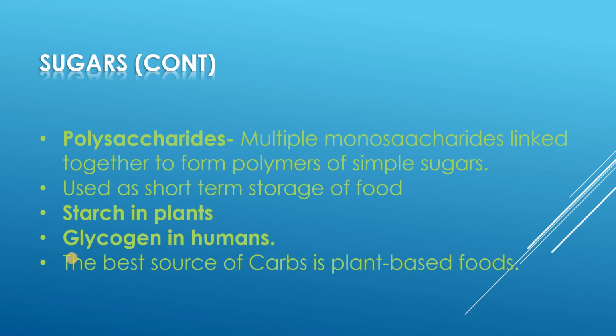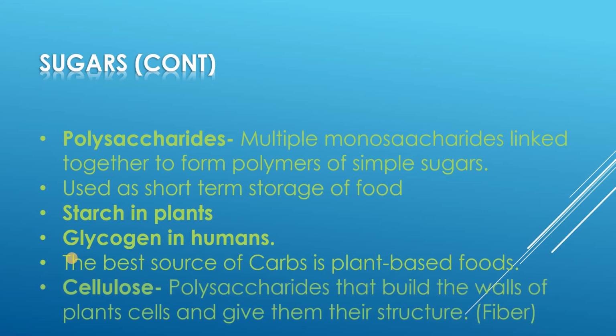The best source of carbs is plant-based food. It mentions in your book the best source of carbs, your diet. This is the right side of 182. Starches are found in plant-based foods, including grains, fruits, and vegetables. You got to think about it. If it comes from plants, it makes sense to eat plants to get it. Nutritionists recommend that most of the carbs in your diet consist of polysaccharides, such as starch, rather than monosaccharides or disaccharides.